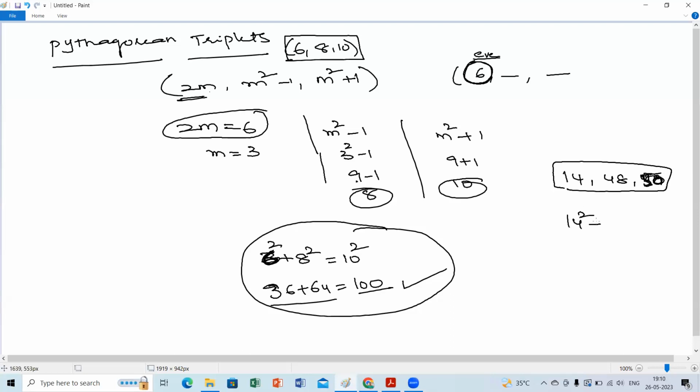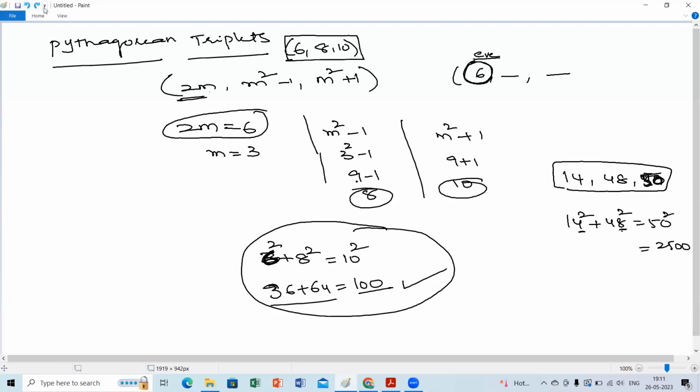14 square, you know very well. 48 square. Together it is 50 square. 50 square means 5 square is 25, so 2,500. You can also check with the last digit, children. 8 square ends with 4, 4 square ends with 6, and 6 plus 4 once again ends with 0. Like that also you can estimate, but the estimation is not always correct. Maybe in this case it is true, children.